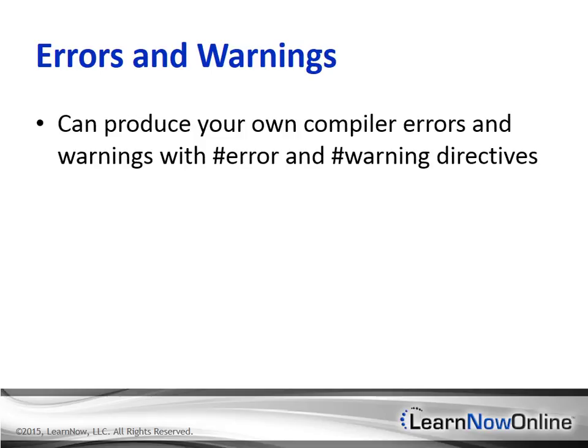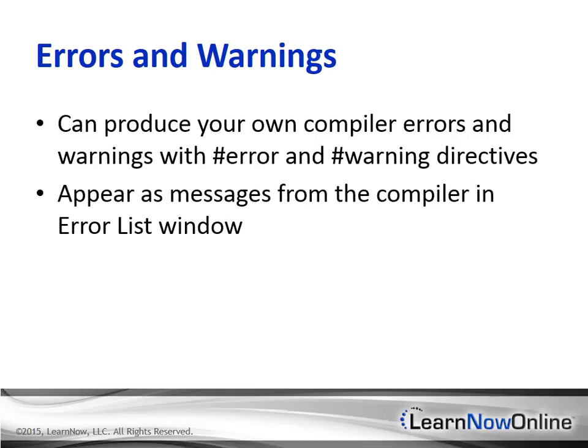You can also produce your own compiler errors and warnings with the #error and #warning directives. When you compile your code, these appear in the error list window in Visual Studio, along with any messages generated by the compiler. So it's a real handy technique for essentially instrumenting your code with various kinds of messages, where you can test for different kinds of conditions and then display messages to the developer.